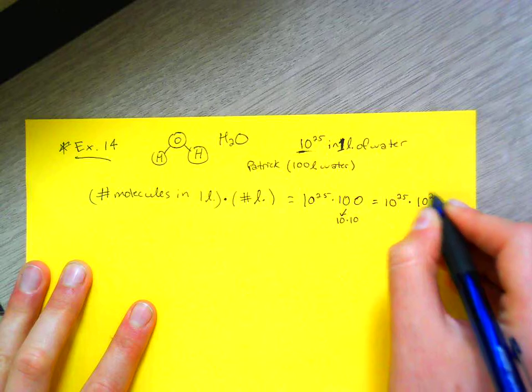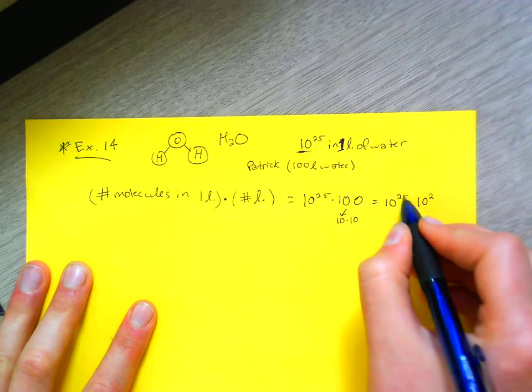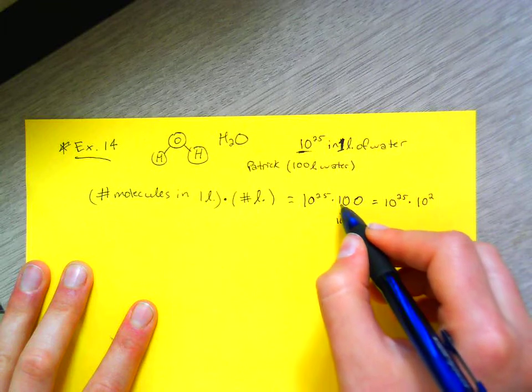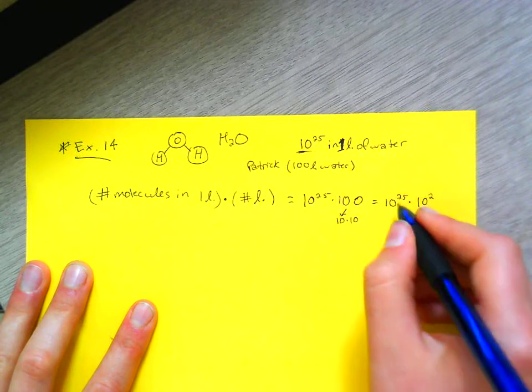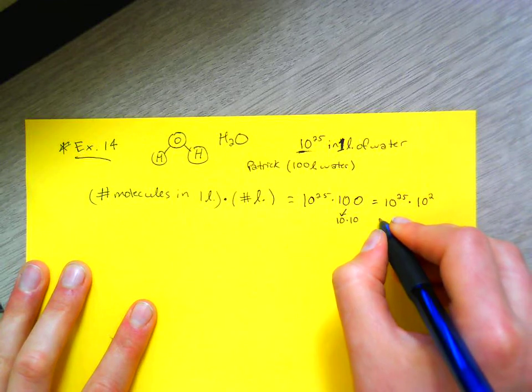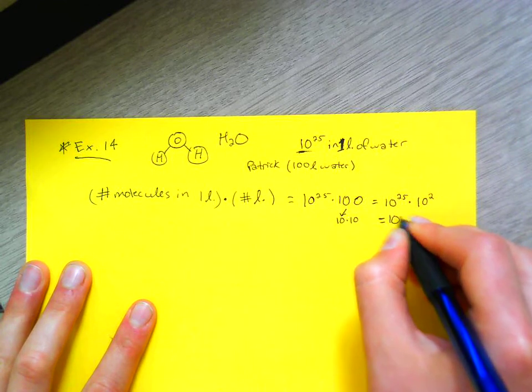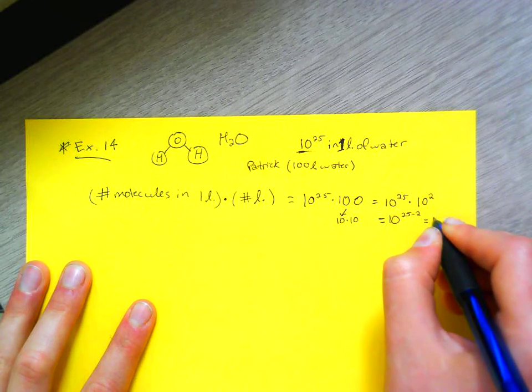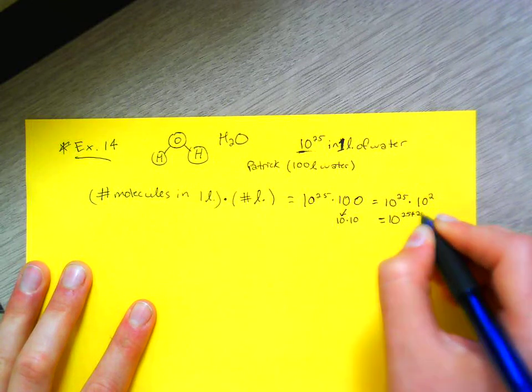Just as in 10^25 there would be 25 zeros, in the power of 2, there are 2 zeros. And this would be a very long number. We'll write it out for you. Next, we just simplify. 10 to the power of 25 plus 2, I'm sorry, it's multiplication, so we add the exponents. 10 to the power of 27.